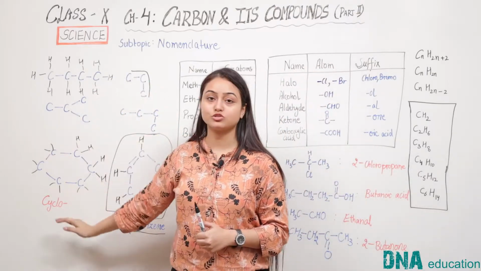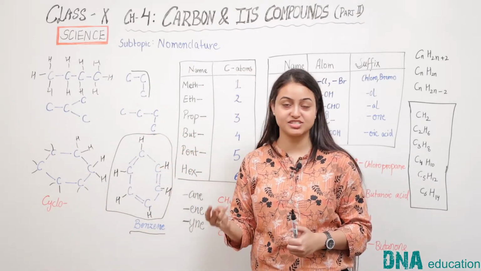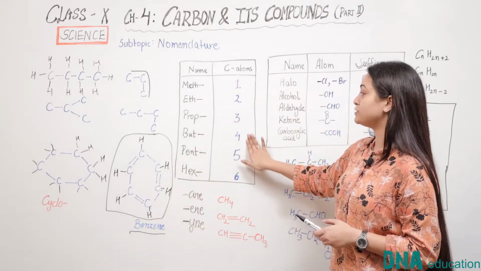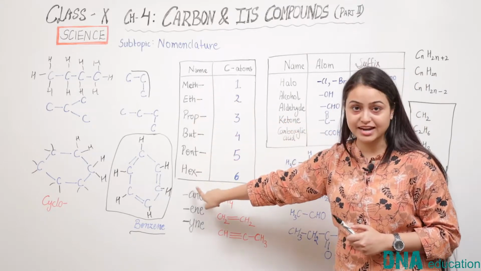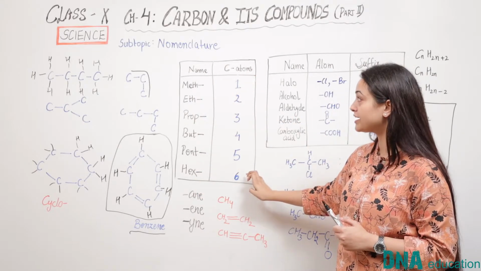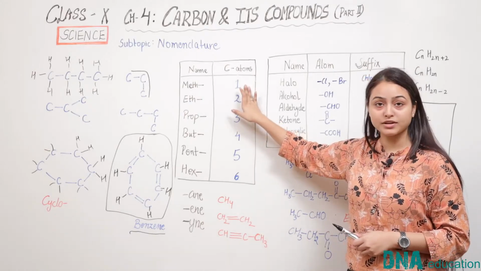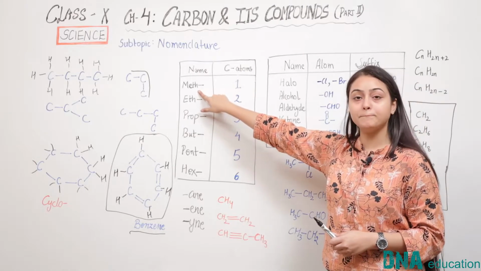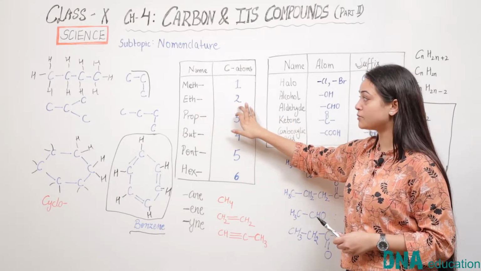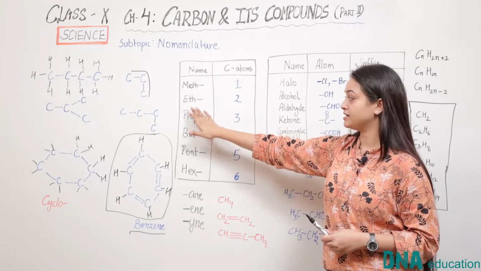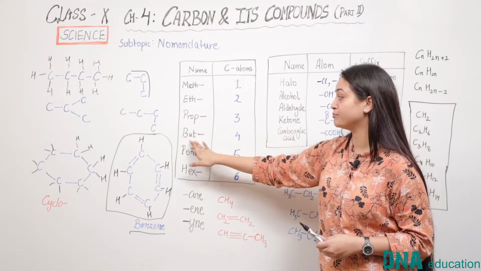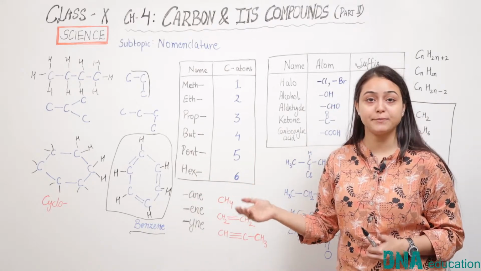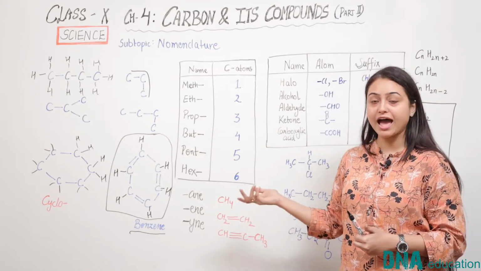So now we have understood how carbon can form chains, branches and rings. Now let us understand about the nomenclature. This table shows the prefixes that we use with each number of carbon atoms. For example, if a carbon compound contains only 1 carbon atom, then its name will begin with meth. Similarly, if it has 2 carbon atoms, the name will begin with eth. For 3, it's prop, 4, but, 5, pent and 6, hex. It can be further like hept for 7, oct for 8 and so on.